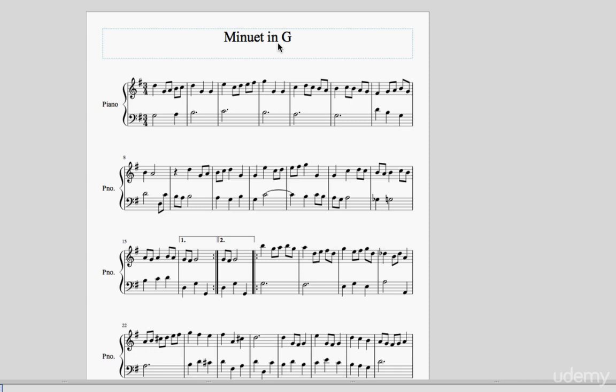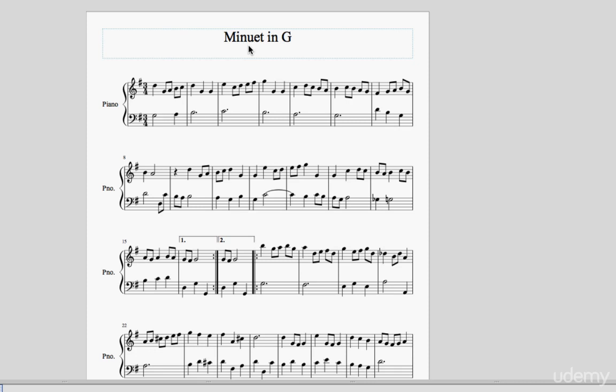It's in G. But as you get into the 19th and 20th centuries, composers started putting much more, let's say, fluffy titles on pieces. So the titles of more modern music don't often tell us anything about the piece. But in this case, it does. So it's probably in G, and it is a minuet.